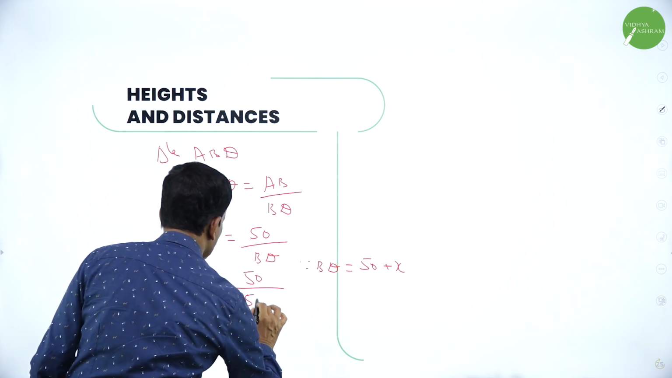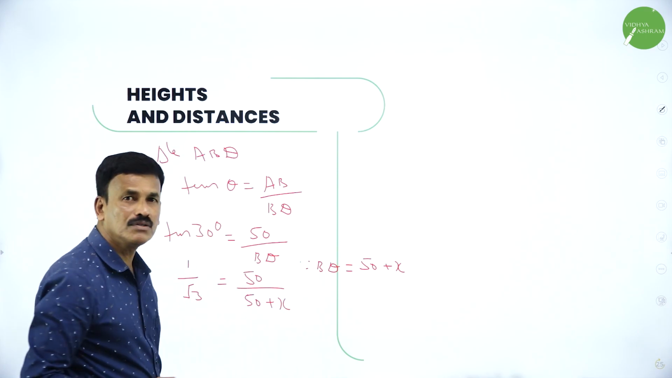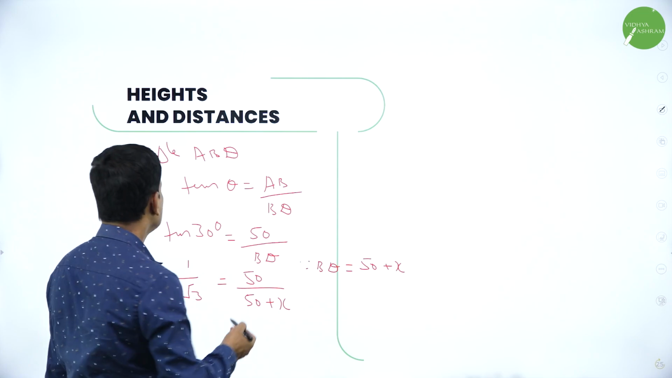So this is 50 plus x. Cross multiply, you will get the value of x. That's it. Okay. Now see here.